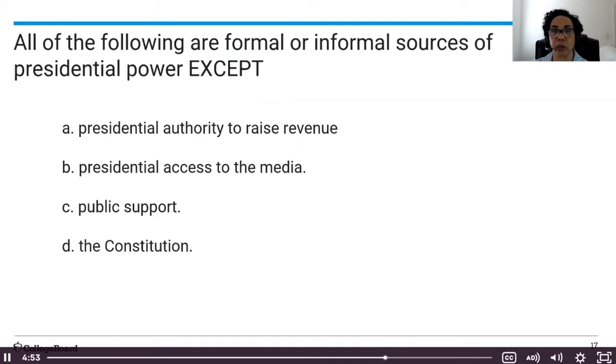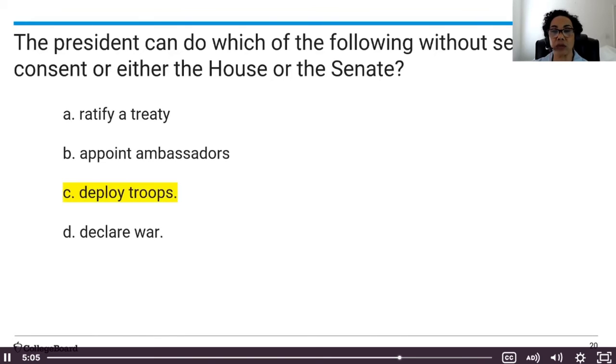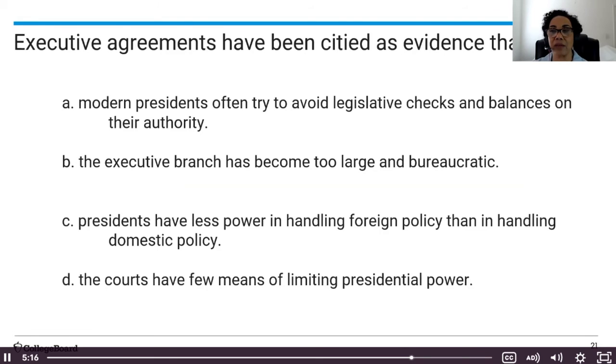All of the following are formal or informal sources of presidential power, except the authority to raise revenue. The president can do which of the following without seeking consent from either the House or the Senate. That is deploying troops. Don't need to ask anyone about that. Probably supposed to inform, but may not do that. Executive agreements have been cited as evidence that modern presidents try to avoid checks and balances by the legislative branch.